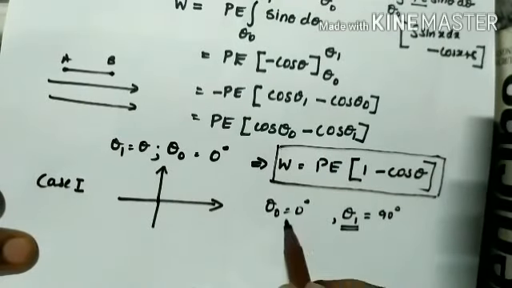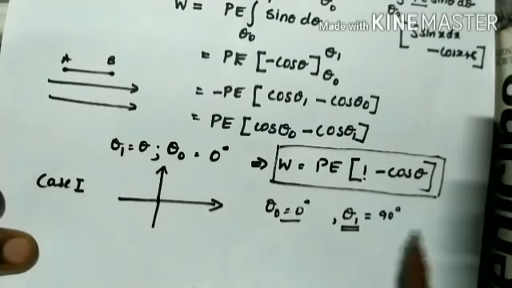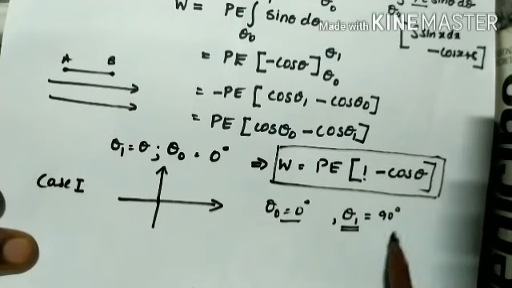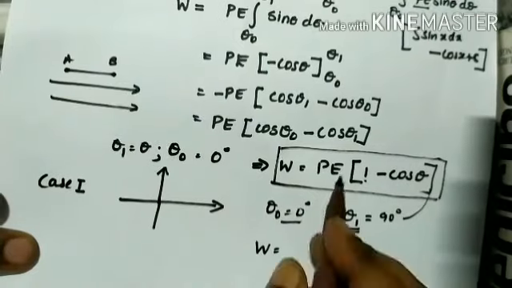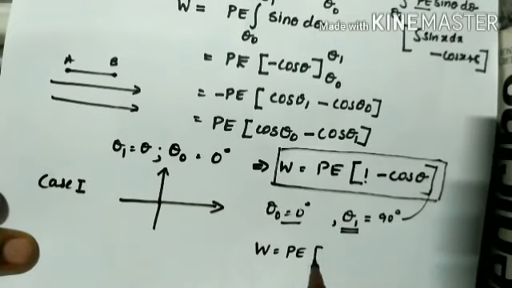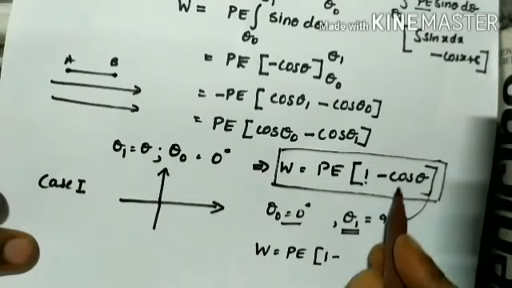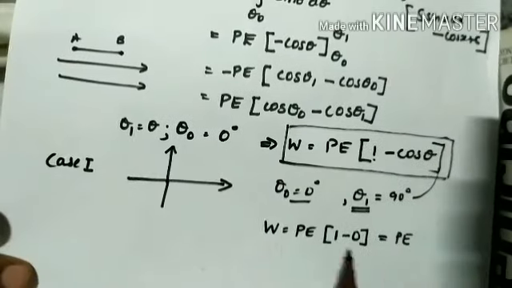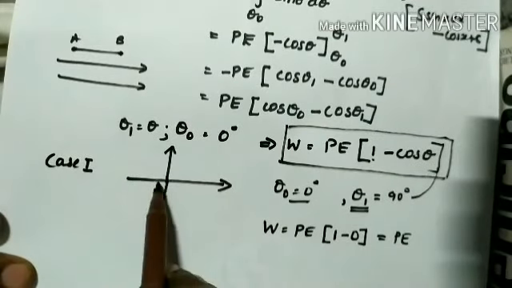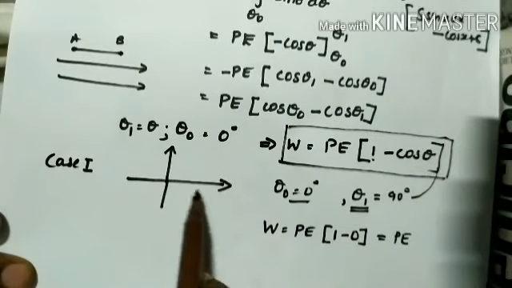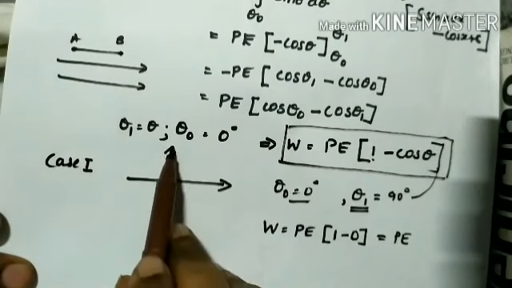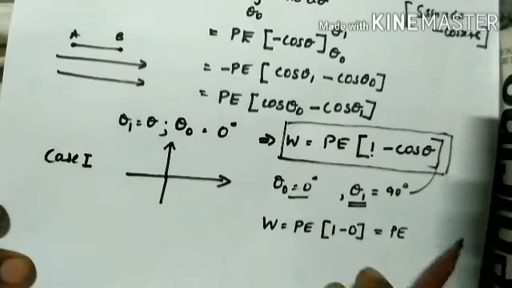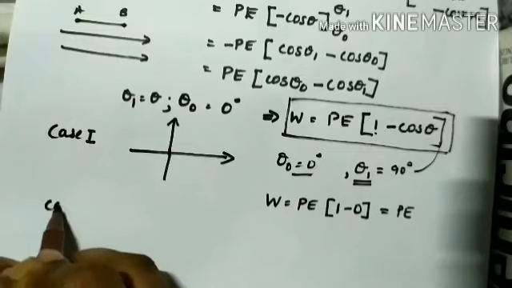So it is already 1 minus cos theta, and this theta has become 90 degrees. So what will the expression be? PE (1 minus cos 90 degrees). What is cos 90 degrees? It is 0. So it will be PE. That is your case 1 condition: if you are rotating a dipole from the initial position 0 to 90 degrees, the work done will be PE.